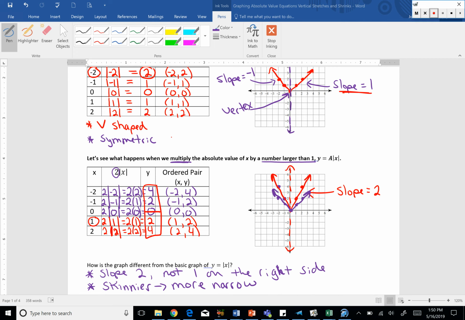So multiplying didn't move our graph anywhere. It made it skinnier and it changed the slope. That's all it did. Let's see if that holds true though. I want to do one more where we're multiplying by that bigger number, just to make sure that that's what's happening.